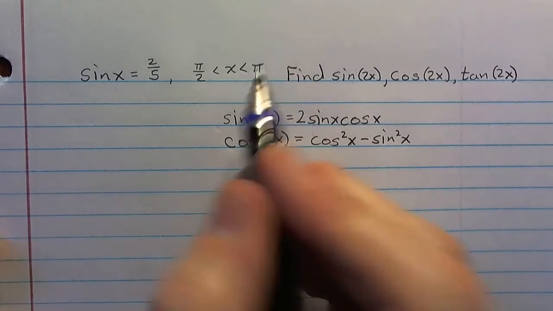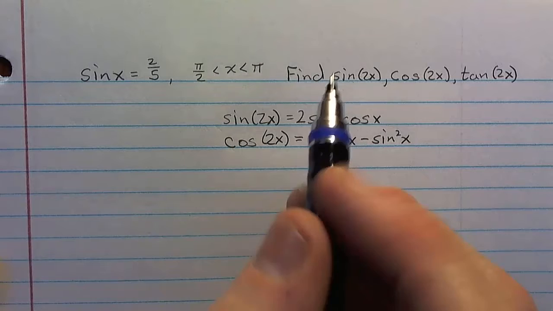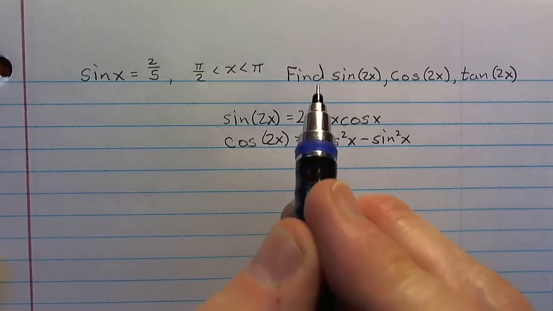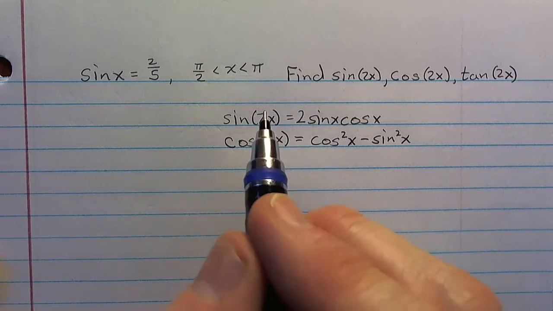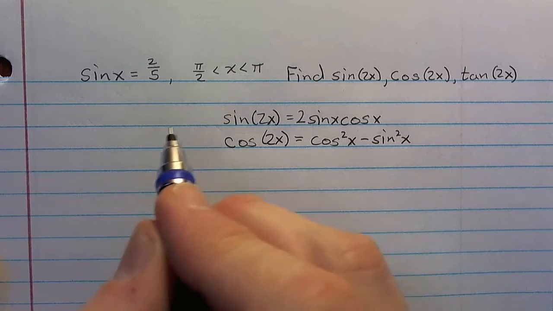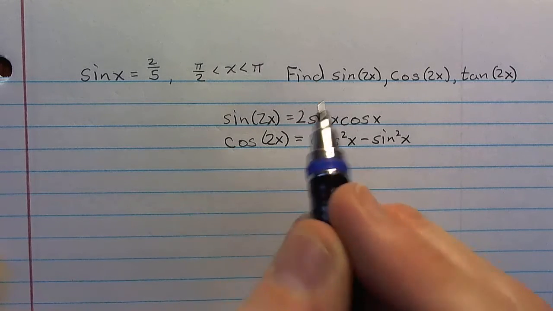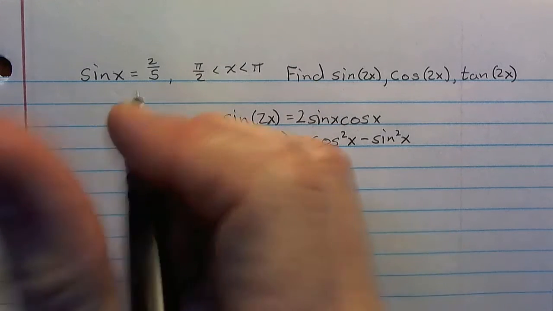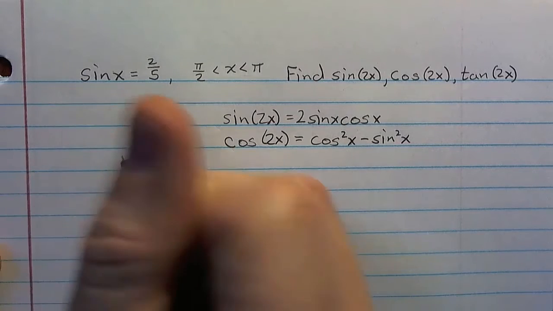Now, the fact that x is in quadrant 2 helps us to know whether or not cosine is going to be positive or negative. So I need to figure out what cosine is, and then I can determine if it's positive or negative. So let's get the ratio first.